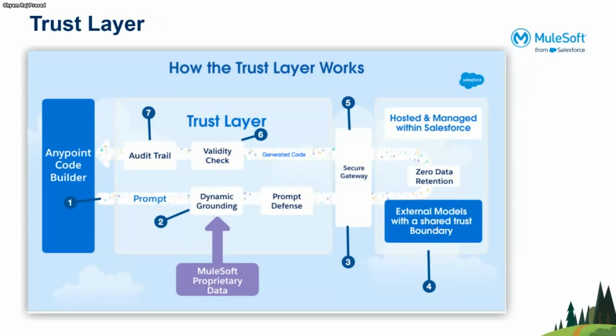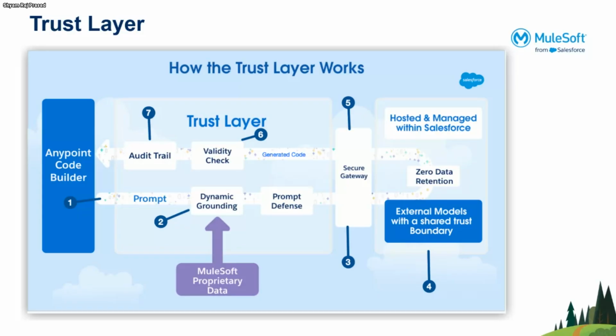Yeah, so this is the trust layer. As I mentioned, we have to establish a tenant relationship between the MuleSoft Anypoint platform and the Salesforce org. All the trust layer is hosted and managed within Salesforce. This is where you provide the prompts, and when you provide the prompt using the MuleSoft proprietary data, it does the dynamic grounding on the prompt, and then sends it through this secure gateway to Salesforce, where all these models are in place.